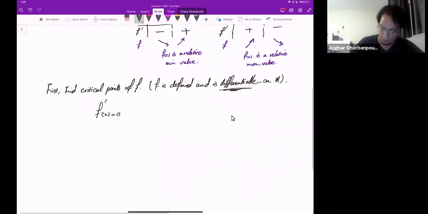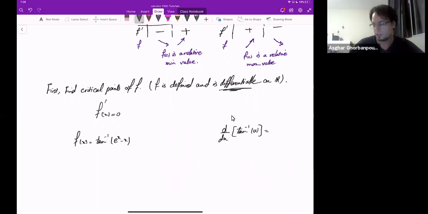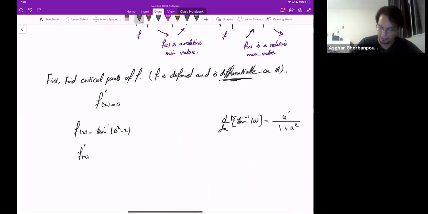Okay, so let's see what is f prime of x. f of x is tan inverse of e to the power x minus x. Remember, when you want to differentiate tan inverse of u, the derivative is u prime in the numerator, this is the chain rule version of the derivative of tan inverse, over 1 plus u squared. So f prime of x is (e to the power x minus x) prime over 1 plus (e to the power x minus x) squared. And that will give me e to the power x minus 1, since the derivative of e to the power x is e to the power x, over 1 plus (e to the power x minus x) squared.